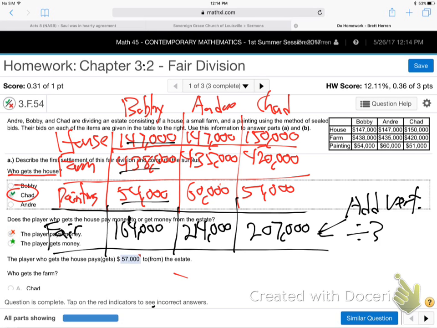Right, everybody see how I'm getting these numbers? I added vertically, divide by 3. Add vertically, divide by 3, add vertically, divide by 3. Why? Because that's a fair share for those people, isn't it?